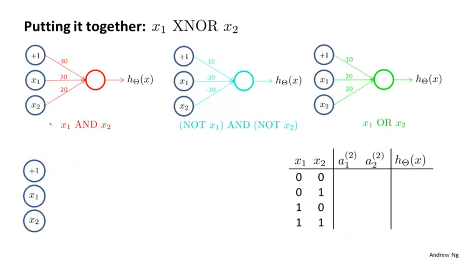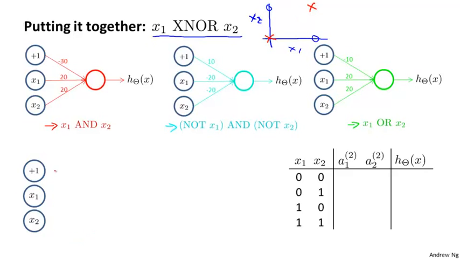Now, taking the three pieces that we have put together, that is the network for computing x1 AND x2, the network for computing NOT x1 AND NOT x2, and one last network for computing x1 OR x2, we should be able to put these three pieces together to compute this x1 XNOR x2 function. And just to remind you, if this was x1, x2, this function that we want to compute would have negative examples here and here, and we'd have positive examples there and there. And so clearly this will need a nonlinear decision boundary in order to separate the positive and negative examples.